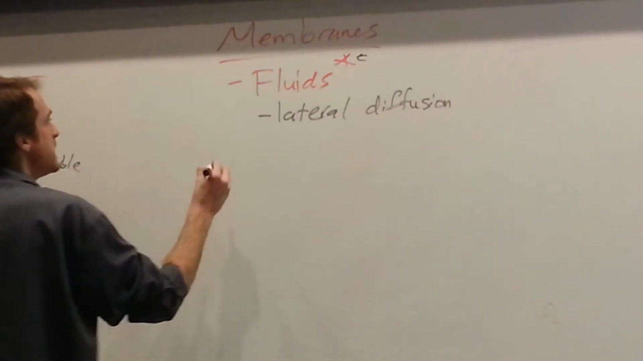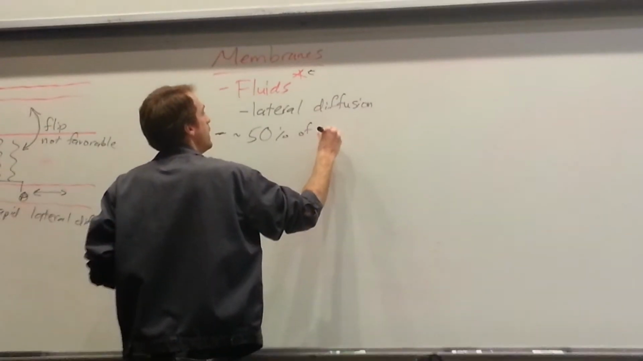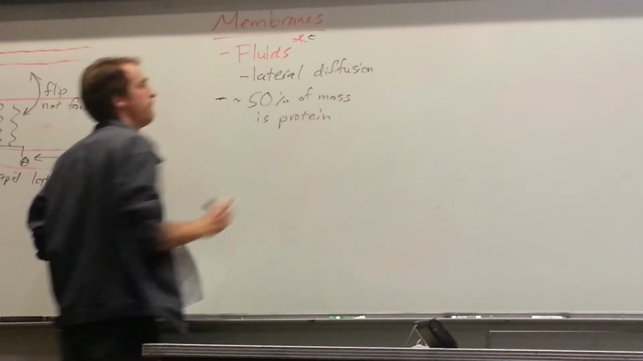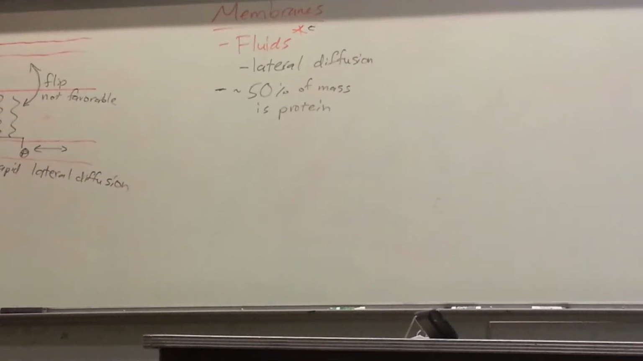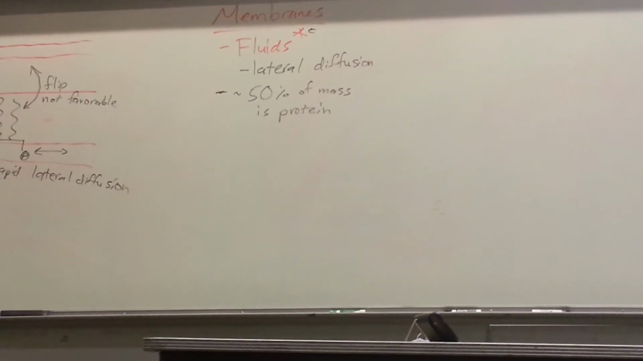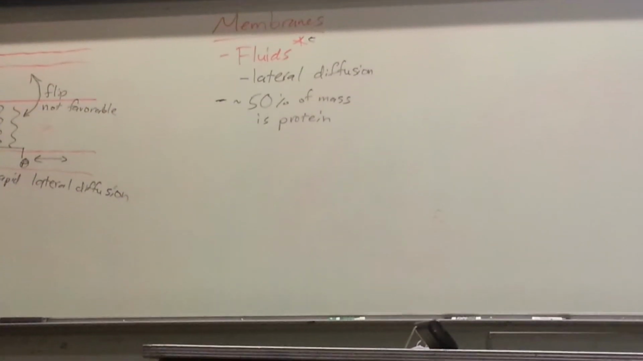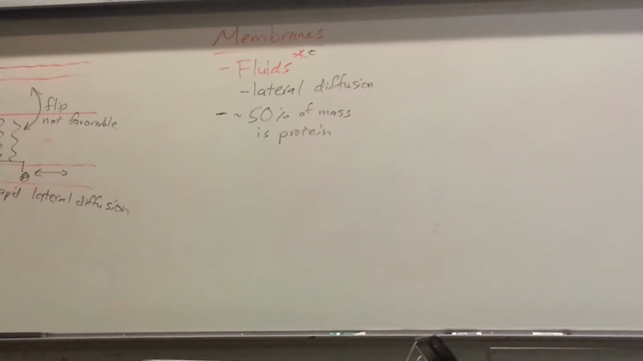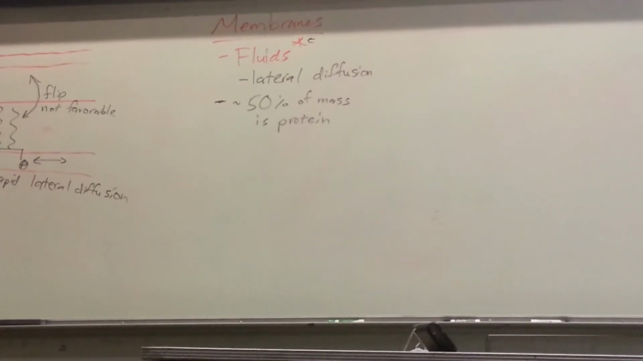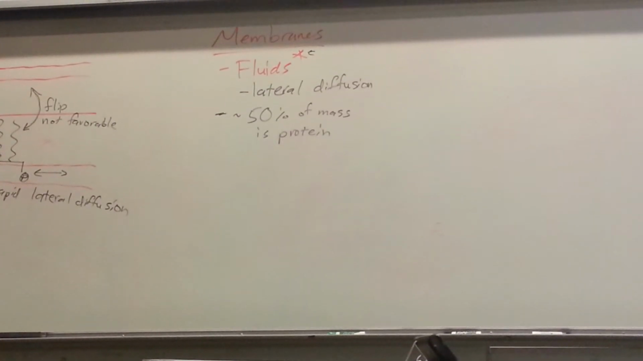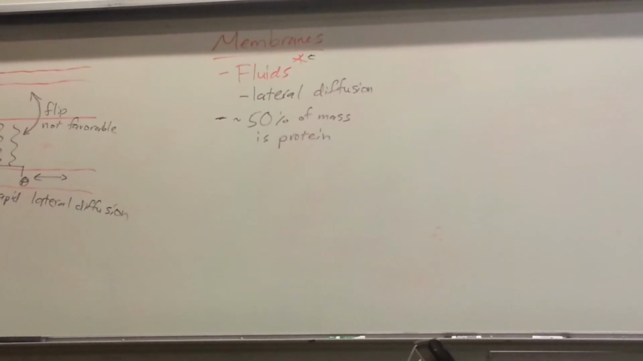Another cool thing about membranes is approximately 50% of the mass is protein. In bacteria, that goes way up to 70 or even 80%. So in bacteria, most of the membrane is actually protein, just some lipids holding it all together. Lots and lots of biology is happening in these membranes. Some would argue most of the biology is happening in these membranes.